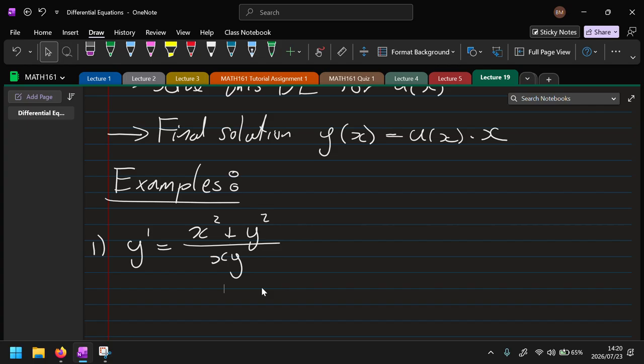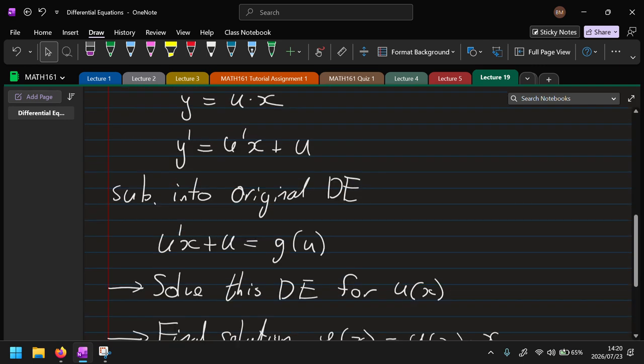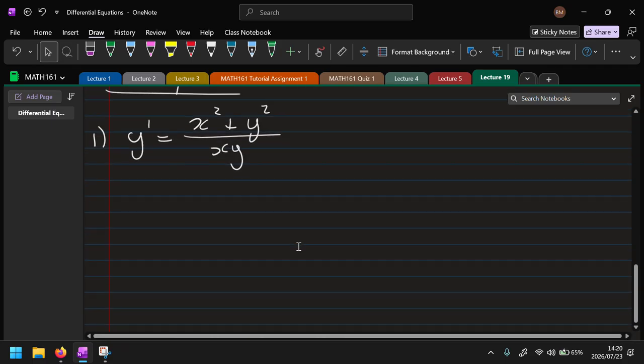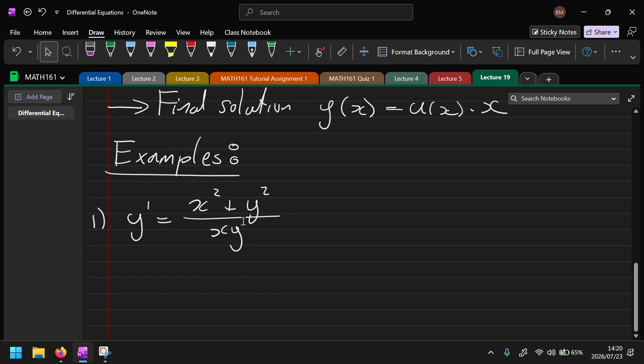Now we check, is this homogeneous? As written, it's very hard to tell, because it's homogeneous only if we can write it as a function of y over x. So here, not quite. Let's just do some rearranging. We're going to take the x squared and divide it by the bottom part. We're going to take the y squared, divide it by the bottom part, and then we'll see what happens.